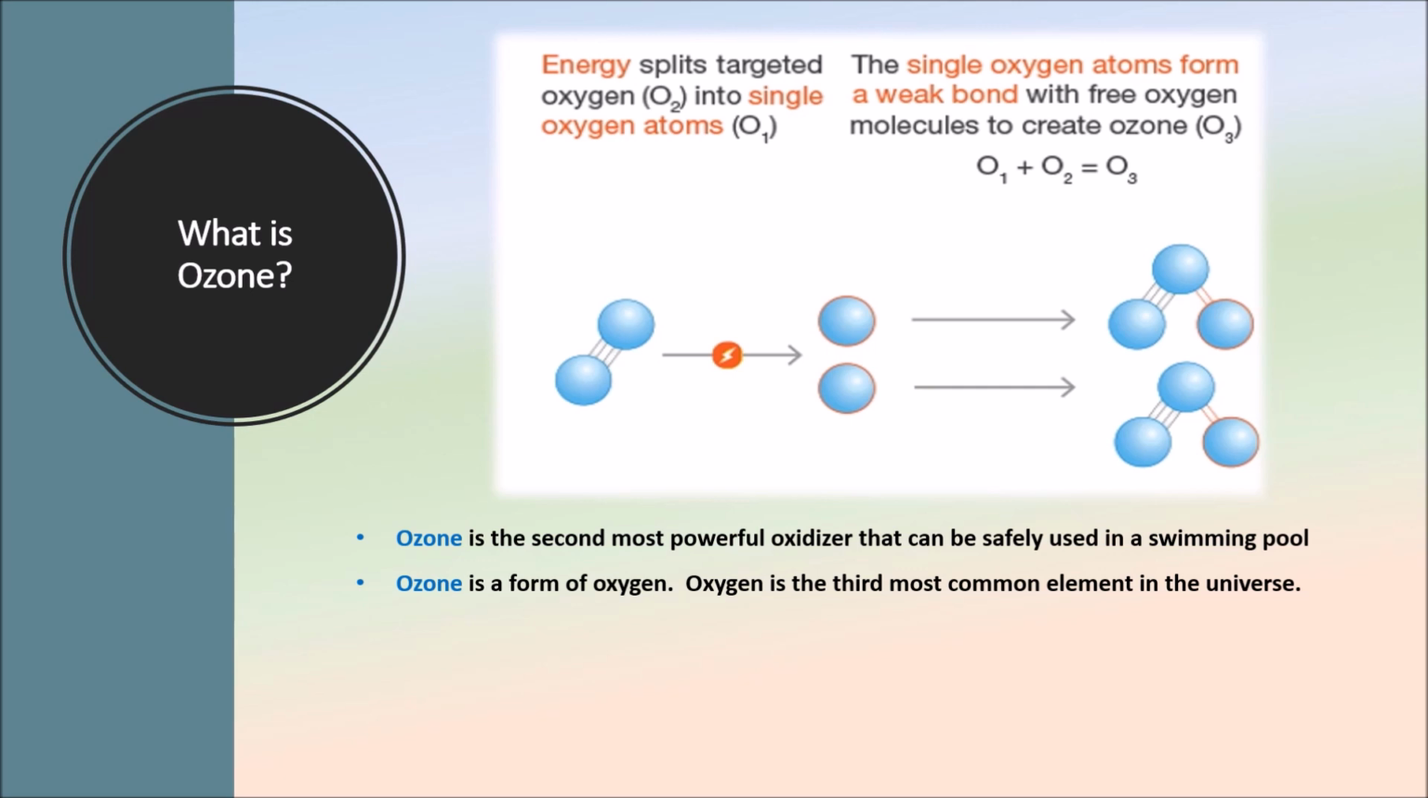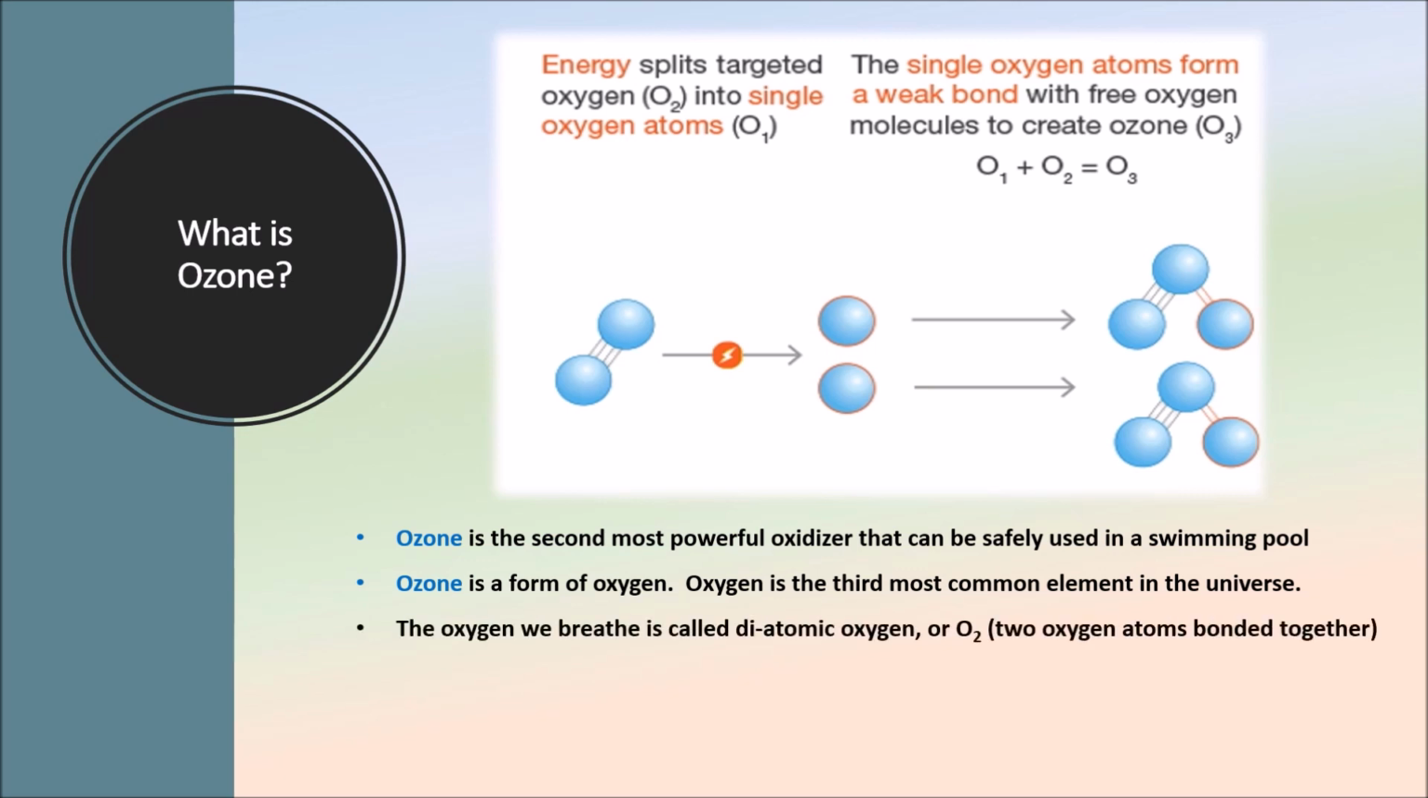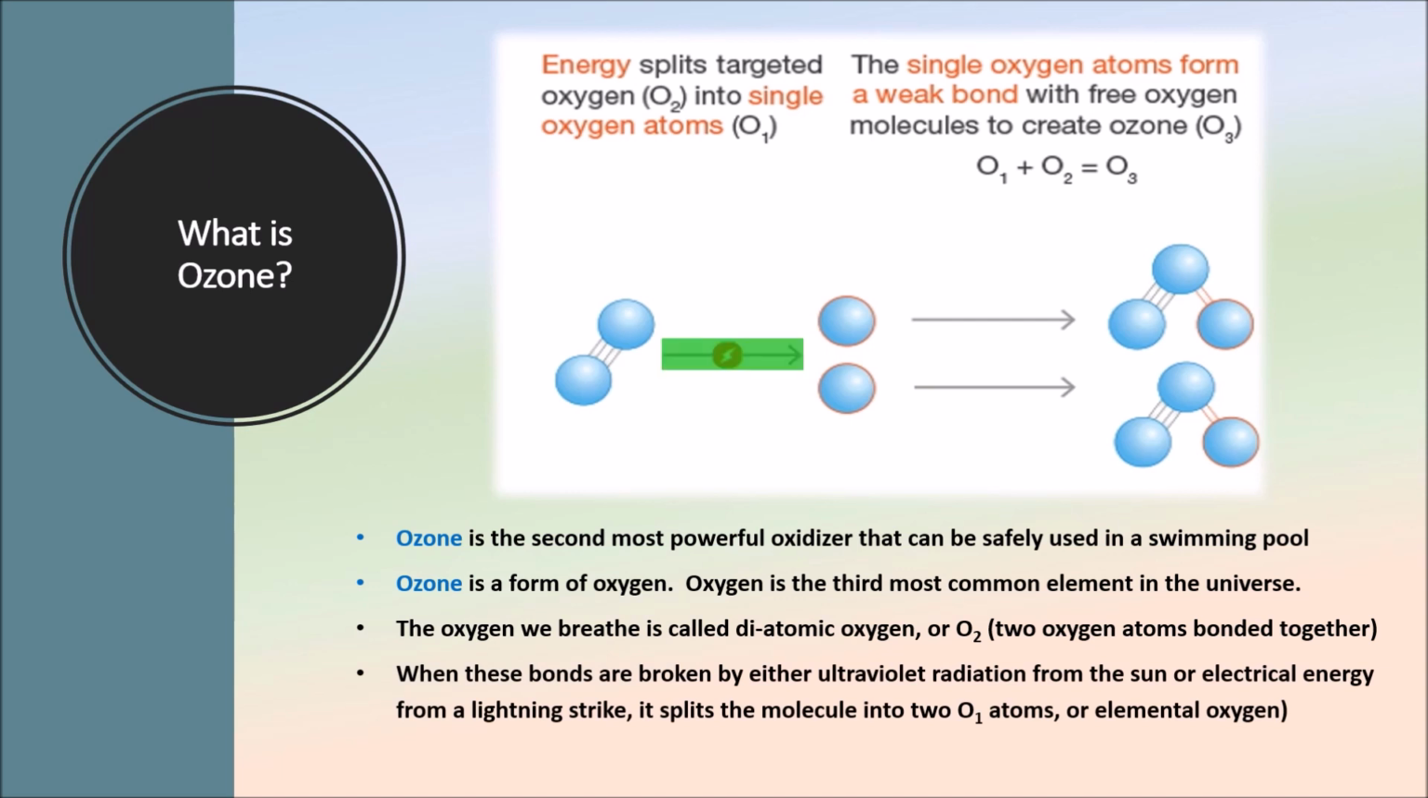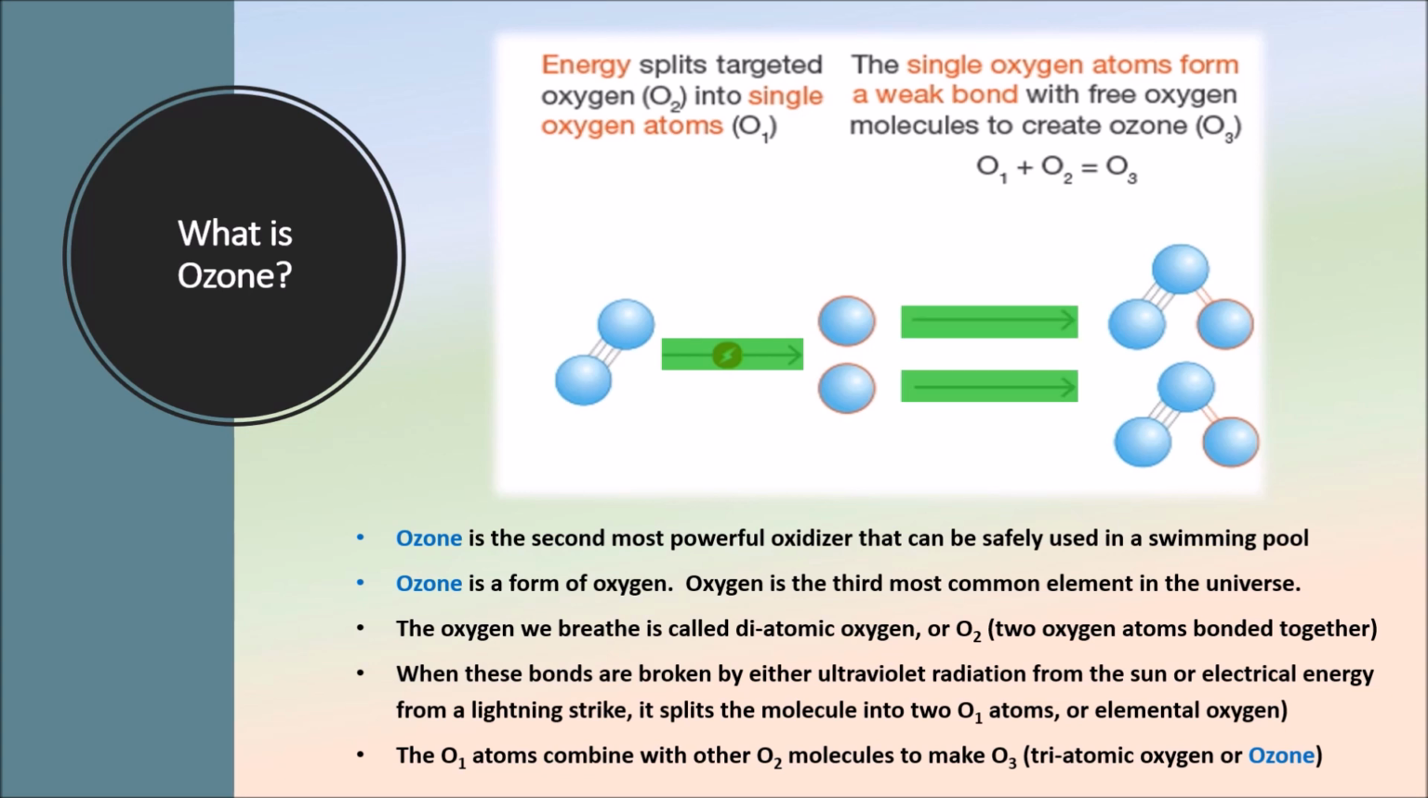The oxygen we breathe in the atmosphere is called diatomic oxygen, or O2, and is two elemental oxygen atoms bonded together. When diatomic oxygen is exposed to either ultraviolet radiation from the sun or electrical energy from a lightning strike, the O2 molecule splits into two separate elemental oxygen atoms, or O1s. These stray O1 atoms form a weak molecular bond with surrounding O2 molecules to create O3, or ozone. This bond is weak because it lacks an electron, so this gives ozone a very strong cationic, or positive, electrical charge.